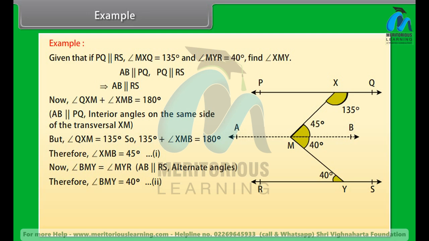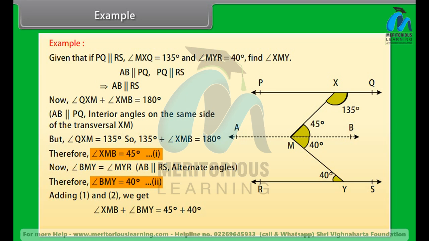Mark it as 2. Now adding 1 and 2, we get angle XMB plus angle BMY is equal to 45 degrees plus 40 degrees. Hence, angle XMY is equal to 85 degrees.